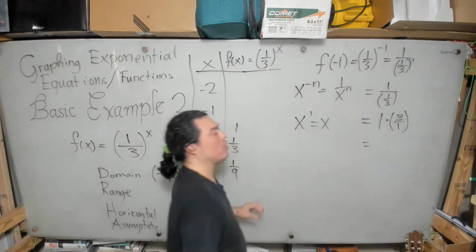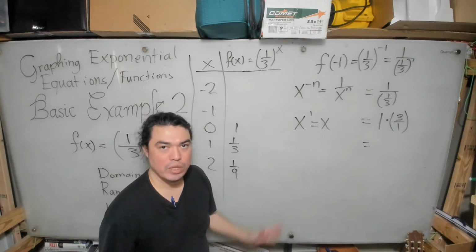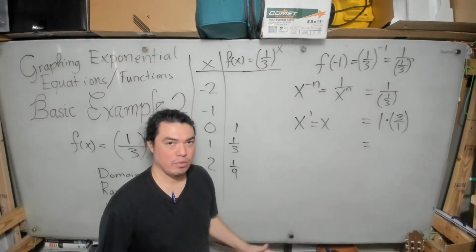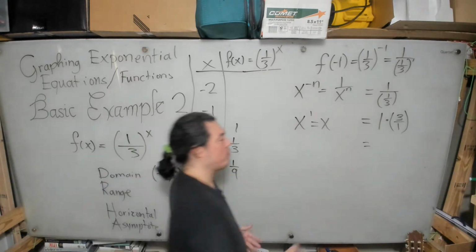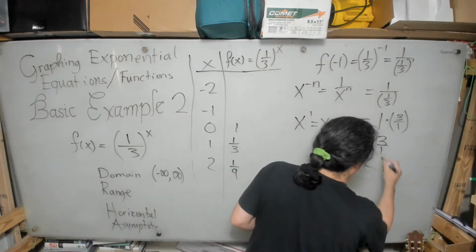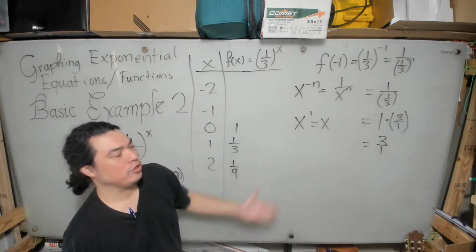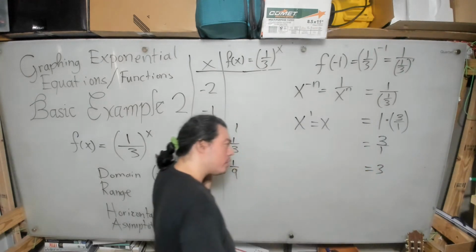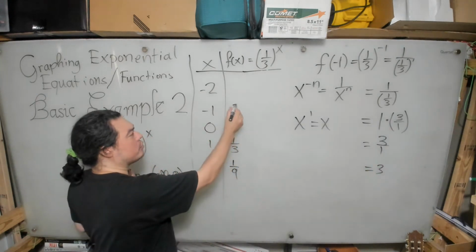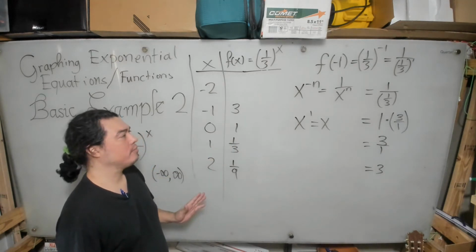Now here, what's 1 times the number? 1 times the number is whatever that number is. 1 times a for any number is a. 1 times 2 is 2. 1 times 3 is 3. 1 times 3 over 1 will be 3 over 1, right? By the same reason. And of course, the fraction 3 over 1 corresponds to just the number 3. So this one is 3.